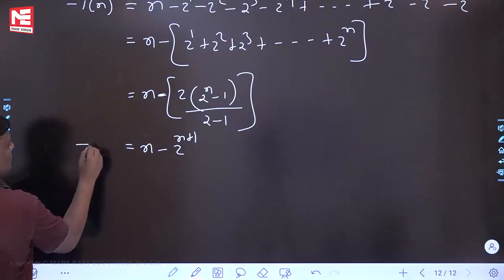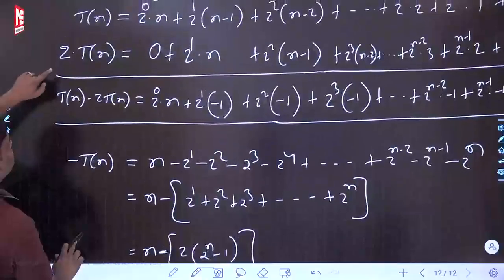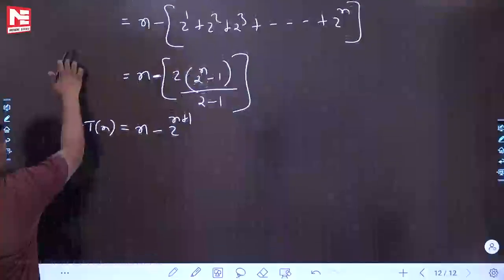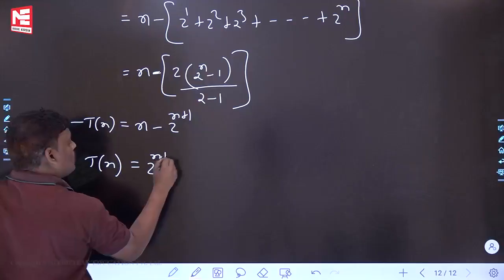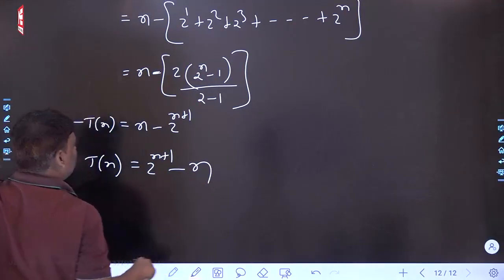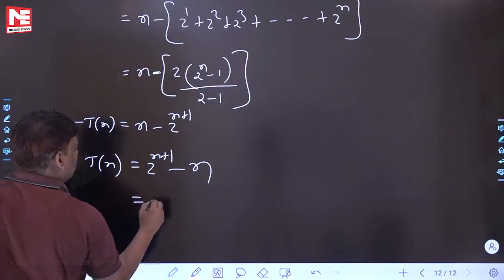It is the minus Tn. You want minus Tn or Tn? Our actual problem is Tn. Tn is our actual problem. So what is the answer? Tn is equal to, reverse it, 2 power n plus 1 minus n. Plus becomes minus, minus 1 becomes plus. Forget about small things.